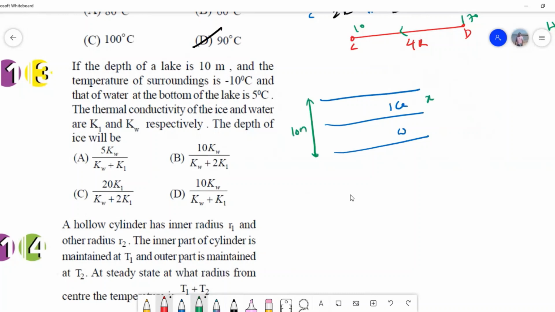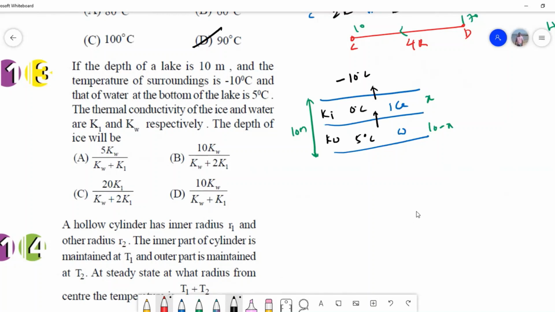And if I take the depth of this as x, obviously this will be 10 minus x. Here the temperature is given as minus 10, the surrounding temperature minus 10. And we know ice will be at 0. The water temperature is 5 degrees centigrade. Now the thermal conductivity of water is Kw and this is K ice. The depth of ice is what is being asked. So we know that the heat will flow in the upward direction, so from here to here and here to here.